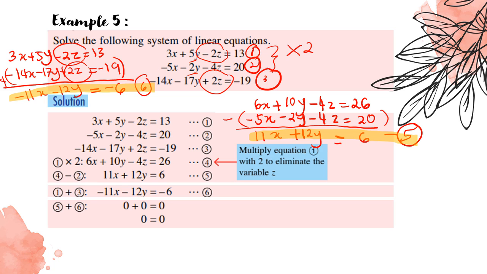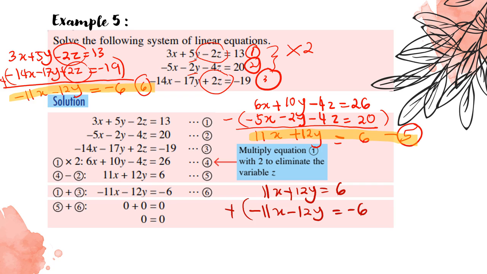We can do the elimination method for equation number 5 and equation number 6. If you observe the coefficients of variable x and variable y, they are already the same. Let's say I use addition. So I write it here. We have equation number 5, 11x plus 12y is equal to 6. And equation number 6, we have negative 11x minus 12y is equal to negative 6.